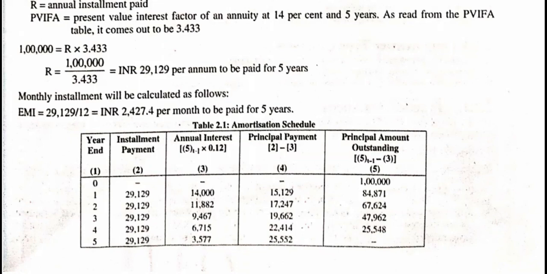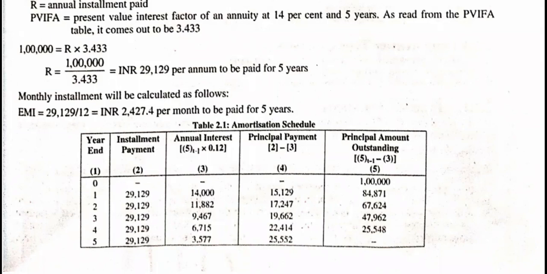So this type of interest is called reducing interest. As the loan amount is reducing, the principal amount is reducing, your interest will also go on reducing, right? If you see your interest, the first year you paid 14,000, then 11,882. There has been a reduction in the interest. Third year again 9,467. Fourth year 6,715, and last year 3,577. So every year you find the interest payment has gone on reducing. This is reducing interest, and principal payment has increased.